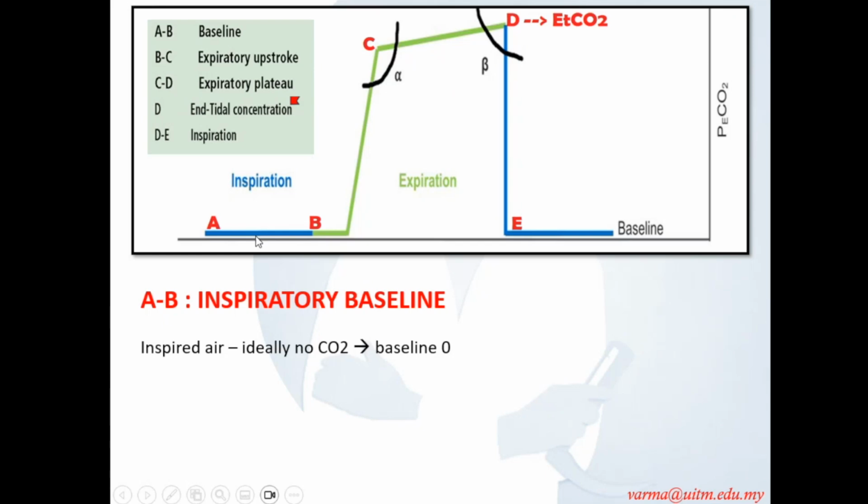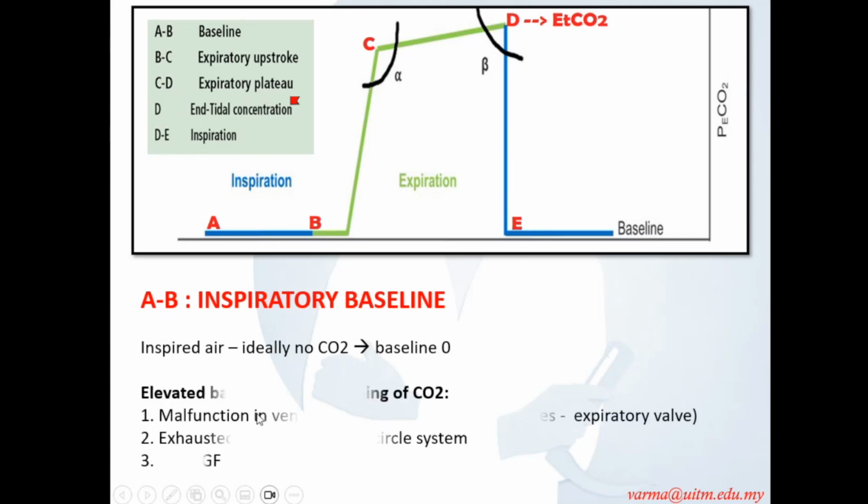Atmospheric air only has very low carbon dioxide, 0.3%. So we take it as inspired air, and when you give fresh gas flow in your circuit, we give oxygen and air which contain an insignificant amount of carbon dioxide. There is no rebreathing. Your soda lime is okay, the patient is not rebreathing CO2. So your inspiration will be baseline 0. It's a flat line.